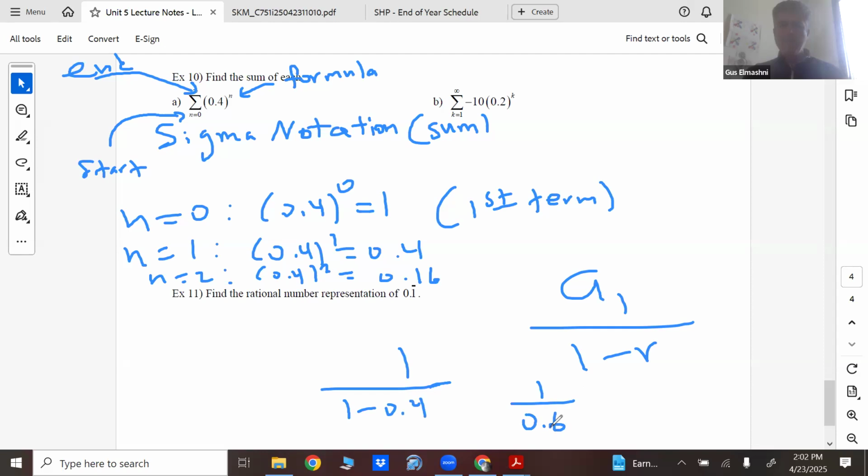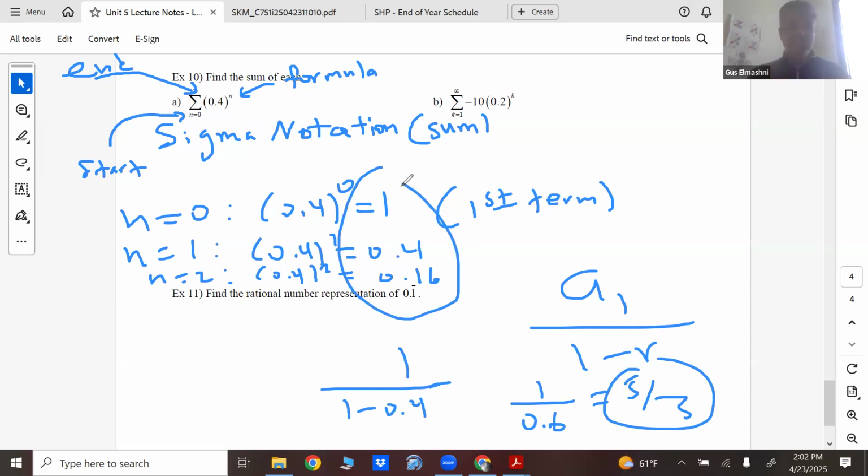Why do you do 1 over 0.6? Because we were told to start at n equals 0. Oh, that's why. 0.6 is 3/5 as a decimal, so it's 5/3. So believe it or not, all these numbers here would add up to 5/3, if I were to add all this up. I believe it. You don't believe it?